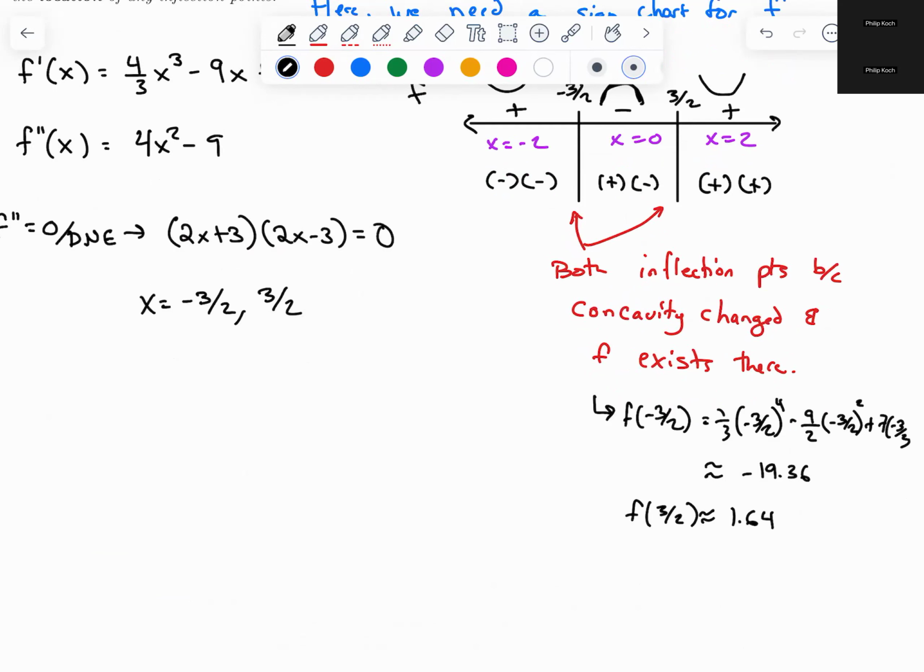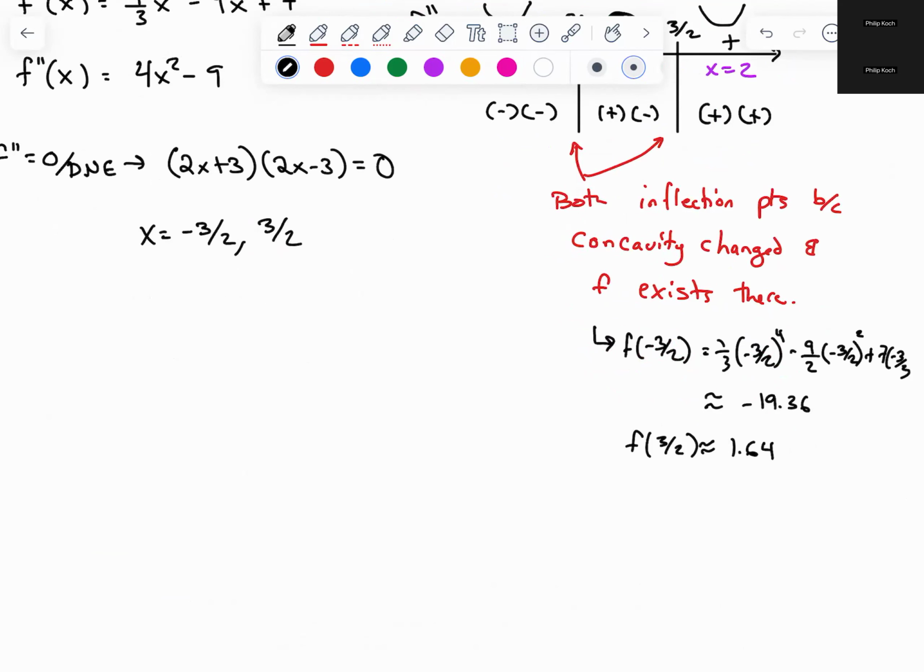Once again, I'm showing that we've calculated it in the function. We're not plugging this into the derivative. We're not plugging this x value into the second derivative. We're plugging it into the function, because we want the inflection points to the function, not to its derivative, not to its second derivative, and so on and so forth.